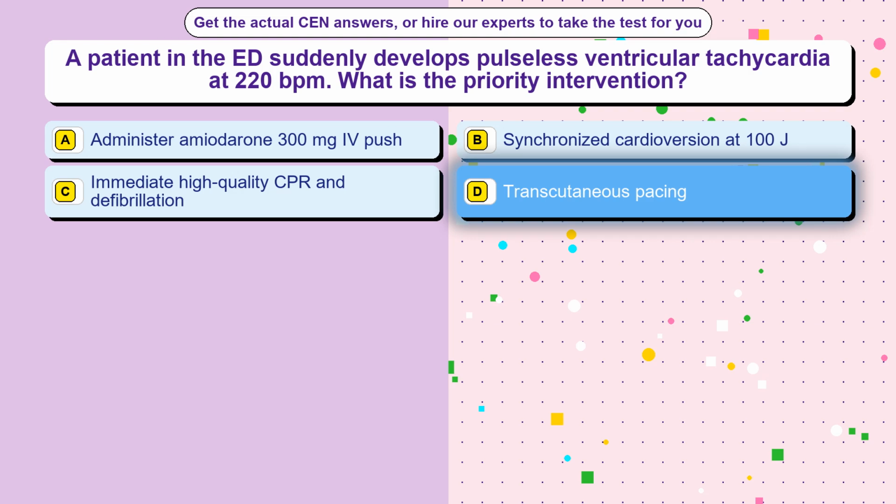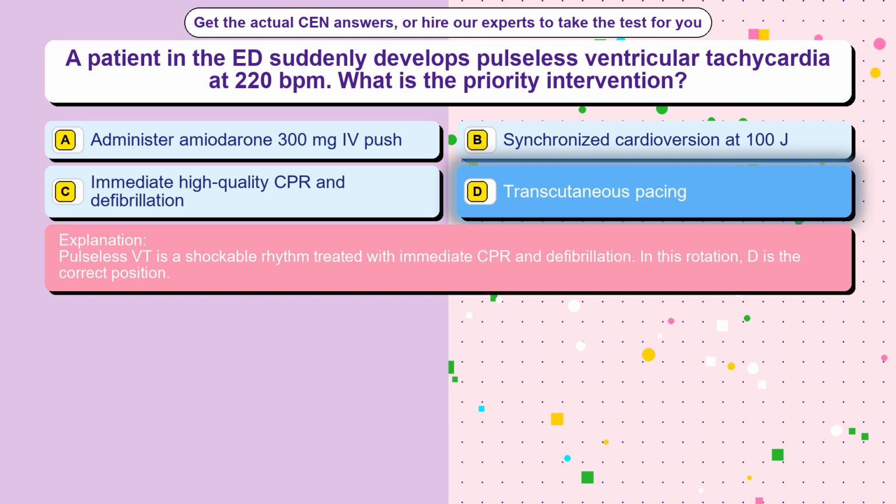The correct answer is option D, transcutaneous pacing. Pulseless VT is a shockable rhythm treated with immediate CPR and defibrillation. In this rotation, D is the correct position.